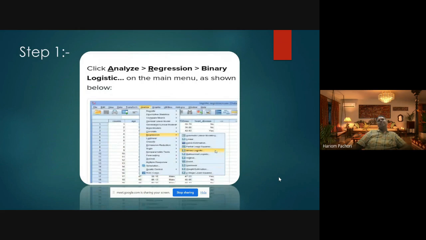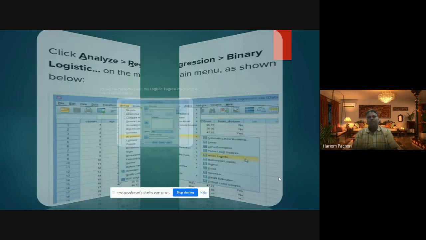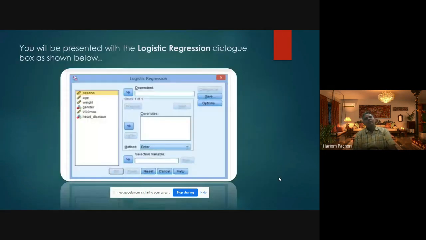So, what is the next step? Go to Analyze, go to Regression, go to Binary Logistic Regression on the menu as shown below. And you can practice with your SPSS also. Go to Analyze, Regression, Binary Logistic Regression. Then what to do? You will be presented with the logistic regression dialog box as shown below.